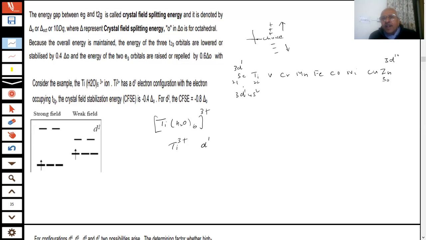Got it? Yes, sir. So we have learned certain tricks, students, to write the electronic configuration.